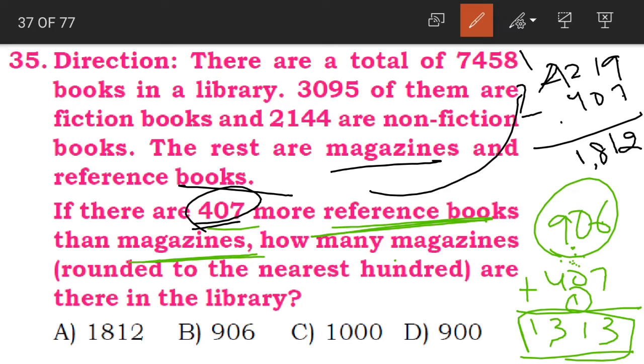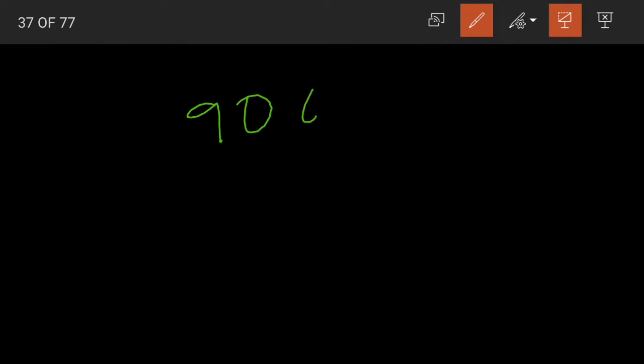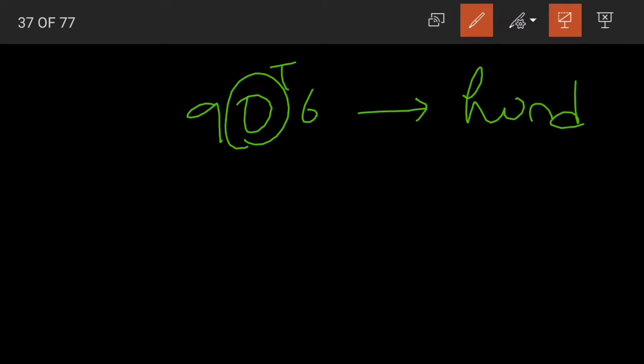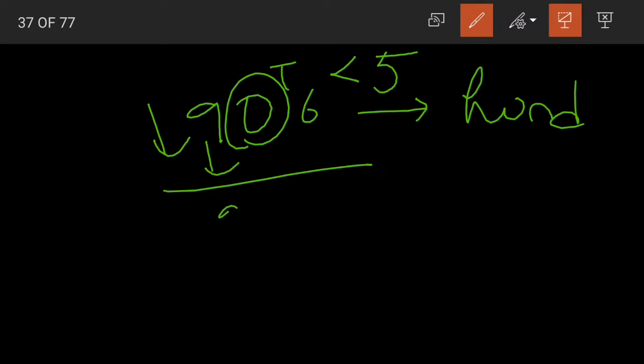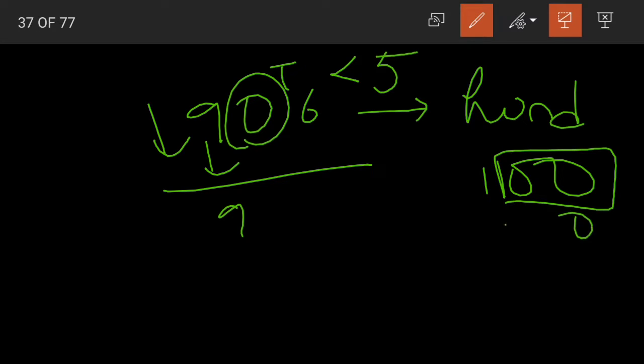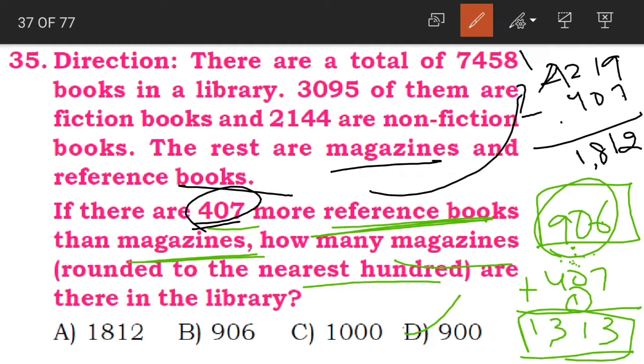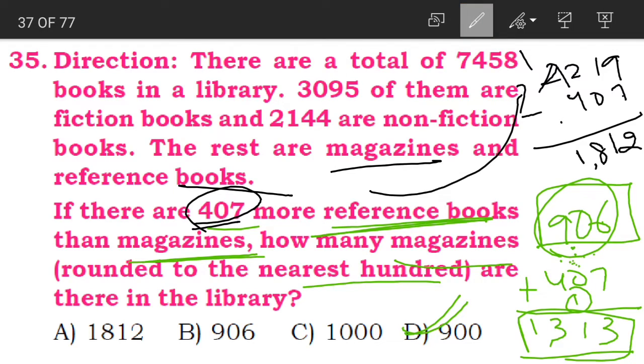Now what are they asking in the question? How many magazines are there, rounded off to the nearest 100? 906 is the number of magazines. Rounding it off to hundreds. Now 0 is in tens place. It is less than 5. So we will round down, 9 as it is, and in the number 100 we are having zeros in ones and tens place. So we will write zeros in ones and tens place. What is the answer, children? 900. Option D, 900 is our correct answer.